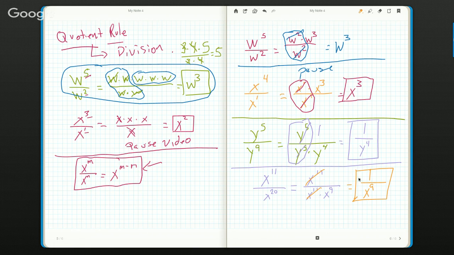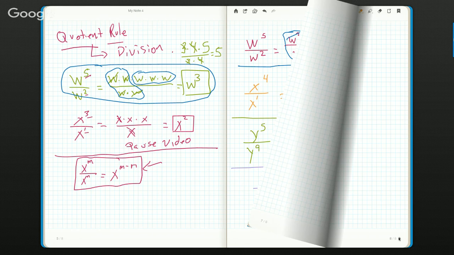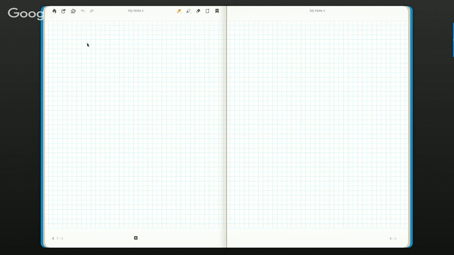Okay, now we need to do the same thing with this quotient rule that we did with our product rule, and that's going to be this. We need to know how to do 8x to the 5th divided by 2x to the 10th. Let's make this interesting. I think we're good enough for that.